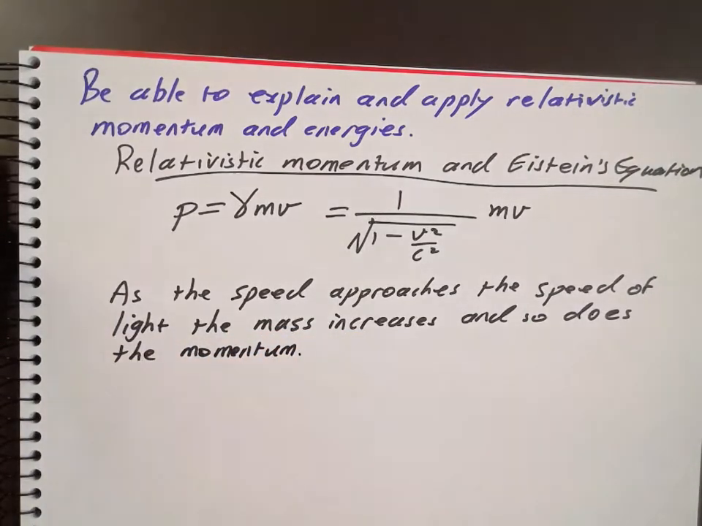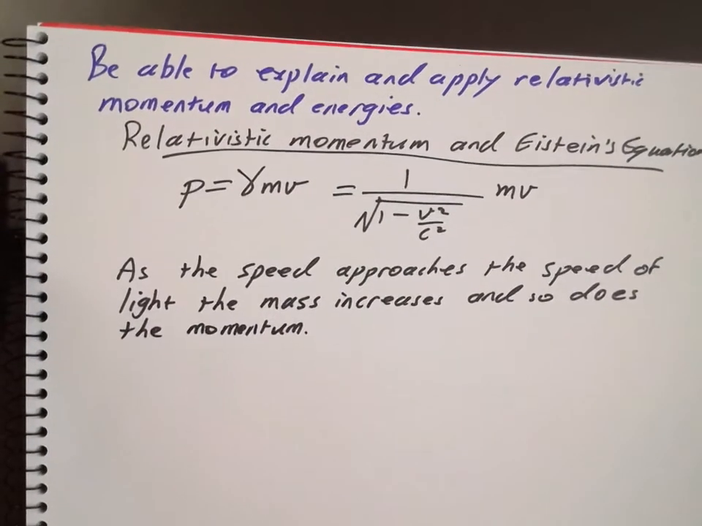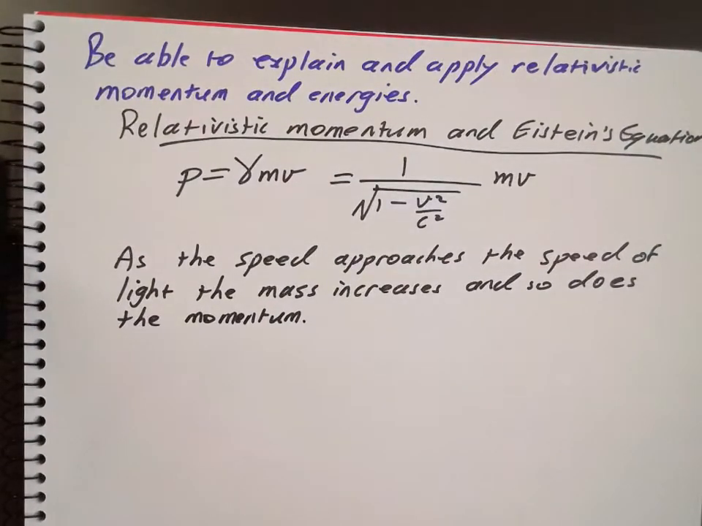Now, this is one of the reasons why it's always been assumed that it is impossible to actually reach the speed of light, because as you get very, very close to the speed of light, then theoretically the momentum and mass become infinite, and therefore you can never produce enough energy to get right to that point.